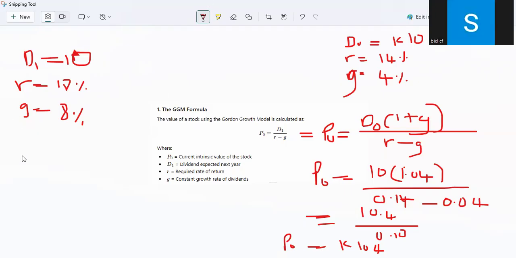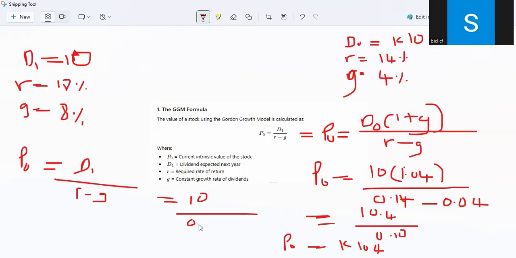So here P0 is equal to what? D1 over K minus G, or R minus G, depending on the book you're using or who taught you. So 10 is our D1. We don't need to compute it using the growth, isn't it? It's already D1. Then here it will be 18% minus 8%, so 10 over 0.10. So what we get? 100 kwacha. So that is our intrinsic value, all together, 100 kwacha. Is that clear?